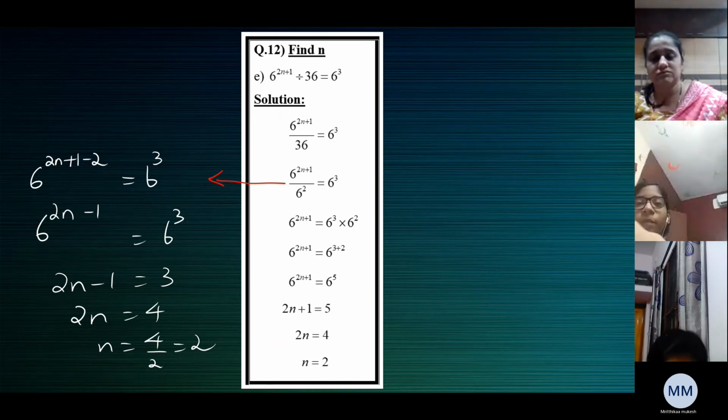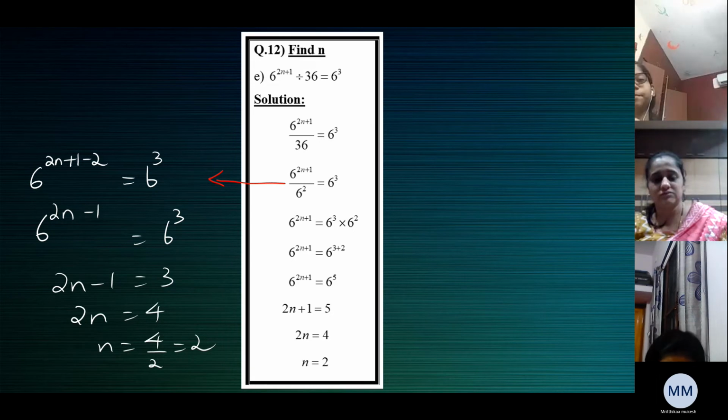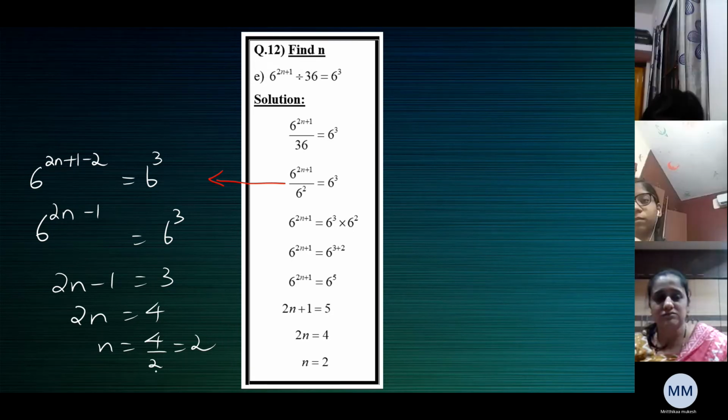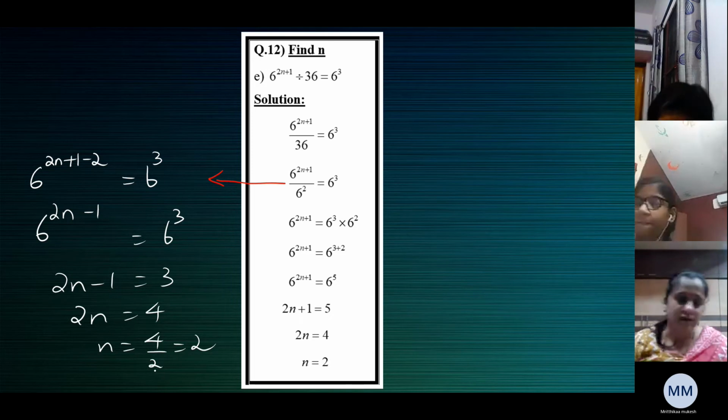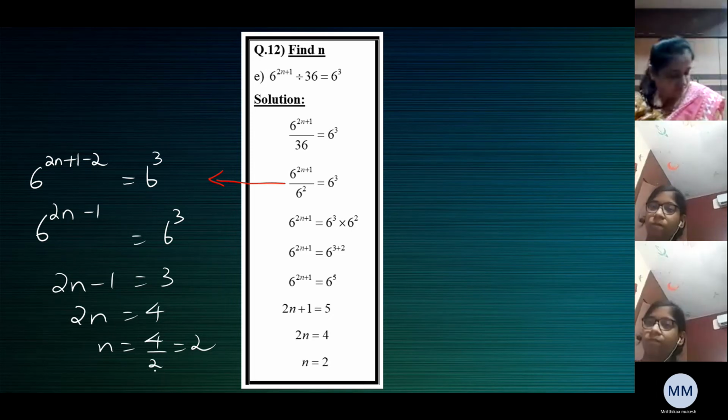I solved using the method that you have taught now, ma'am. Ma'am, I solved using the minus symbol, that method, ma'am. Yeah, both are fine.